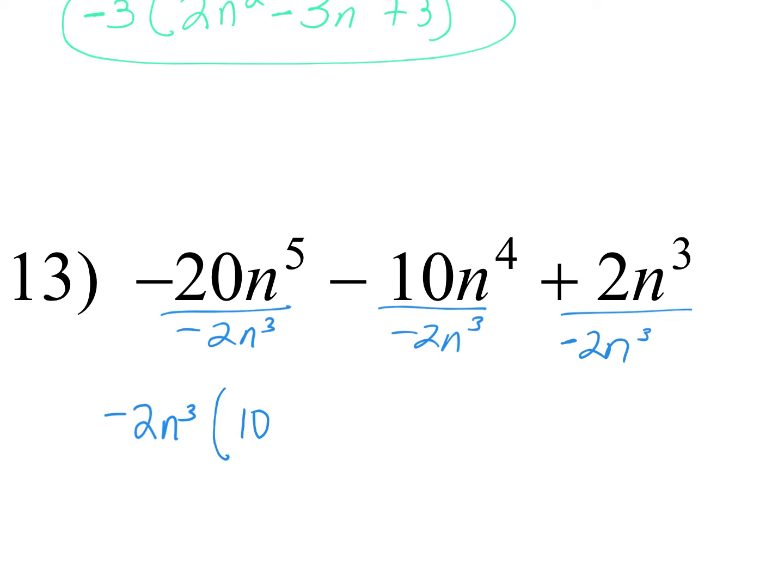N to the fifth. Say it again. N to the second. Yes, n to the second. You're right. So now a negative 10, and a negative divided by negative 2 gives me positive what? 5n. Good. And then my negative 2 and positive 2? Minus 1, because my n cubes cancel. Good. Thank you, guys.